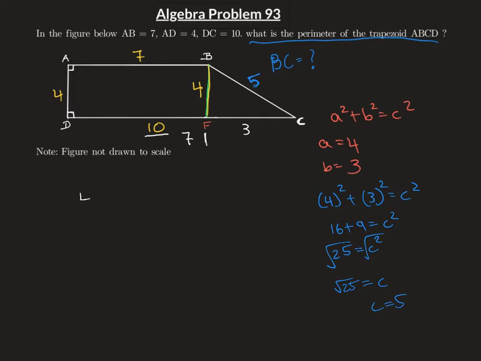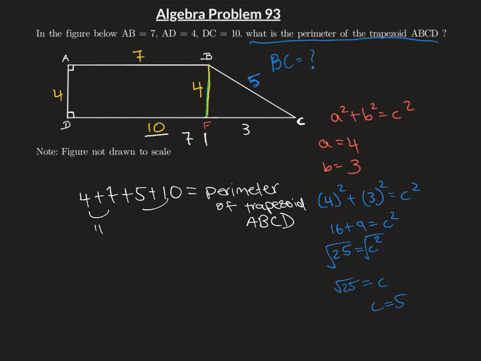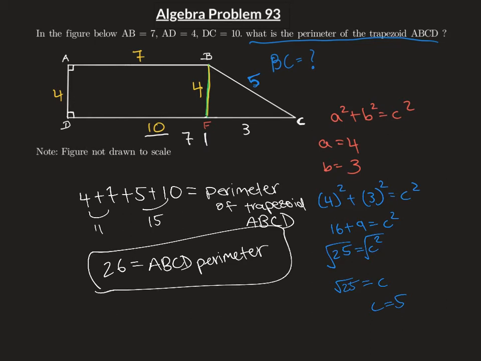We have 4 plus 7 plus 5 plus 10 equals the perimeter of trapezoid ABCD, and that will be, so these two is 11, 15, 15 plus 11, 26. So that means our final answer is 26.